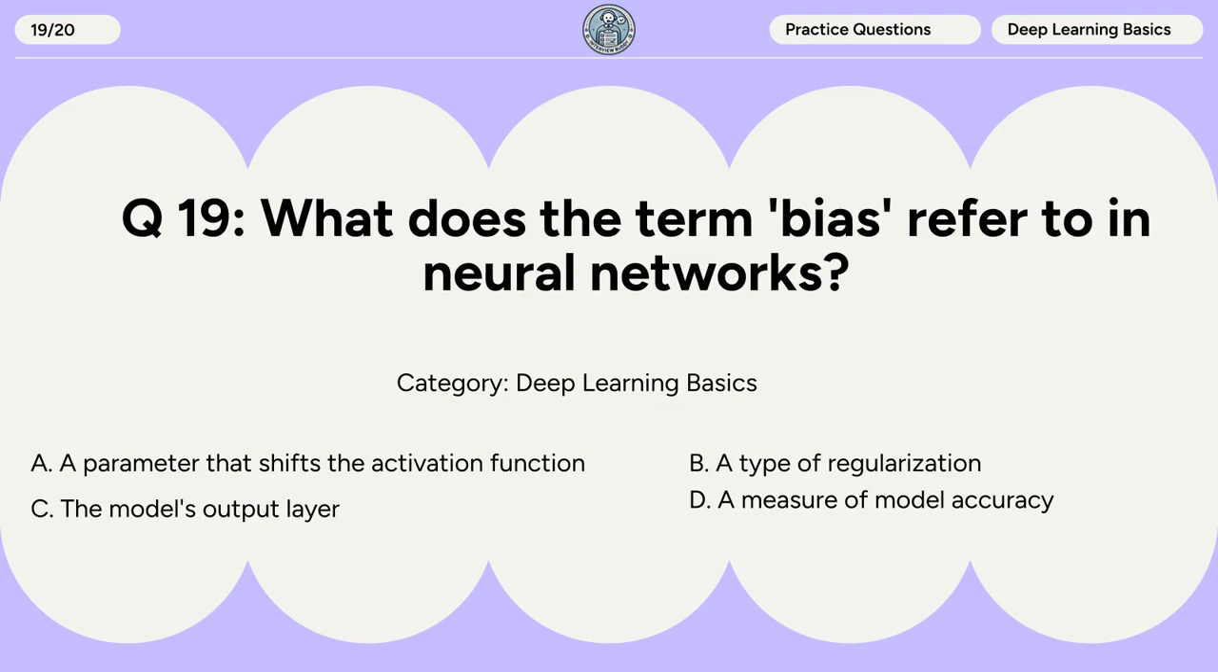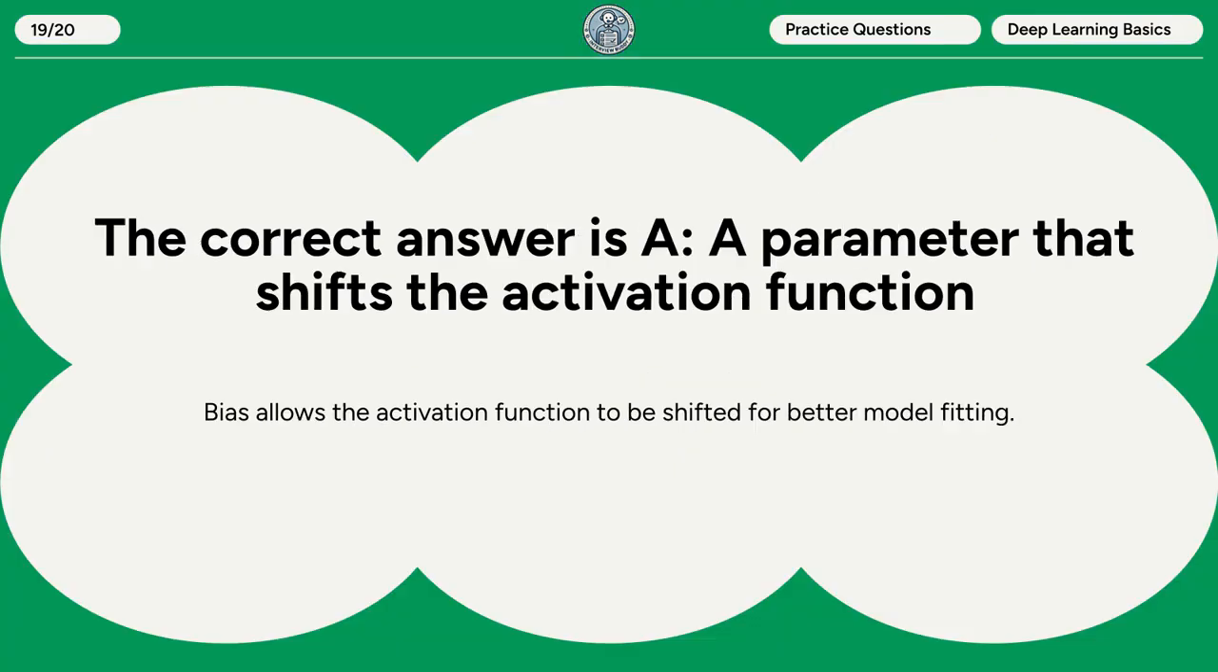Question 19. What does the term bias refer to in neural networks? A. A parameter that shifts the activation function. B. A type of regularization. C. The model's output layer. D. A measure of model accuracy. The correct answer is A. A parameter that shifts the activation function. Bias allows the activation function to be shifted for better model fitting.